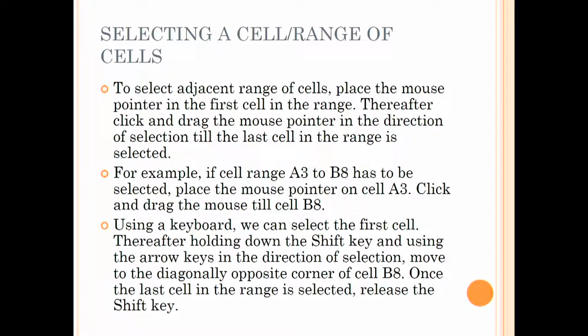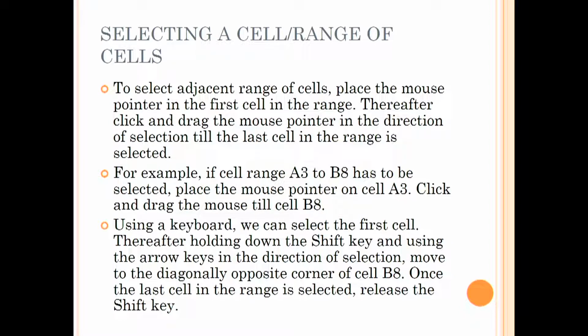Now for example, if cell range A3 to B8 has to be selected, place the mouse pointer on the cell A3, then click and drag the mouse till the end of the cell B8. Now this is going to select the entire range.